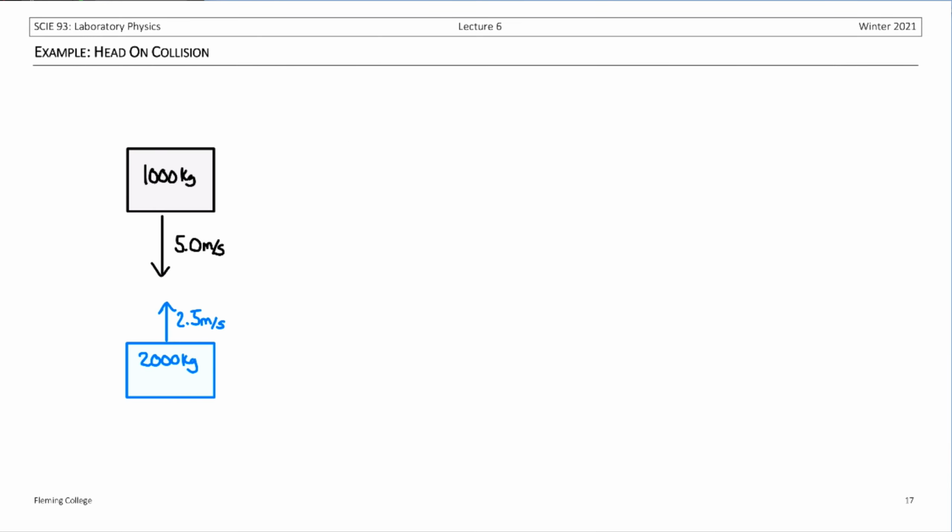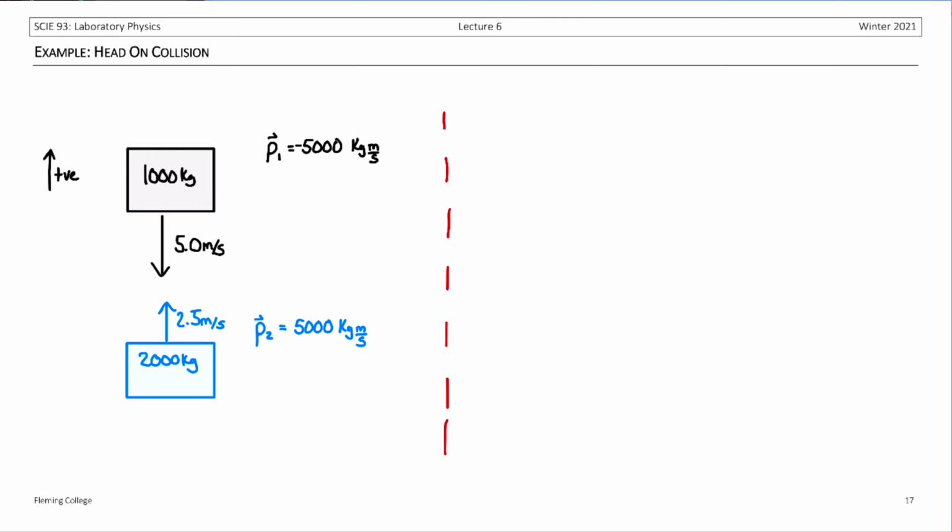First, let's look at the head-on collision. If we treat up as the positive direction, we can see that this is a one-dimensional problem. The momentum of the black vehicle is equal to 5,000 kilogram meters per second, and that's in the negative direction. And the momentum of the blue vehicle is also equal to 5,000 kilogram meters per second. These two values are equal in magnitude, but opposite in direction.